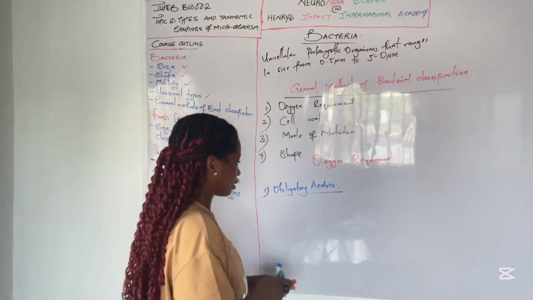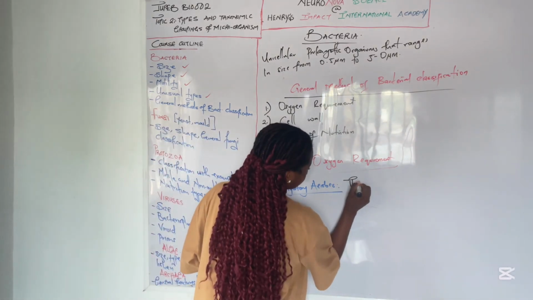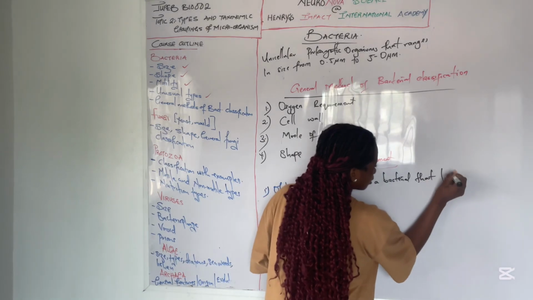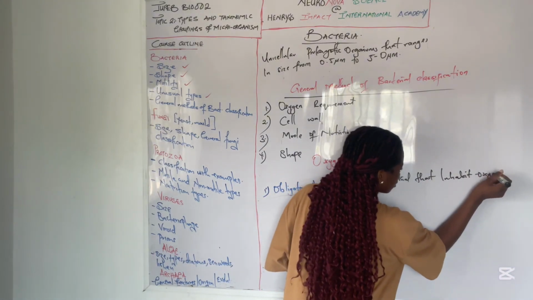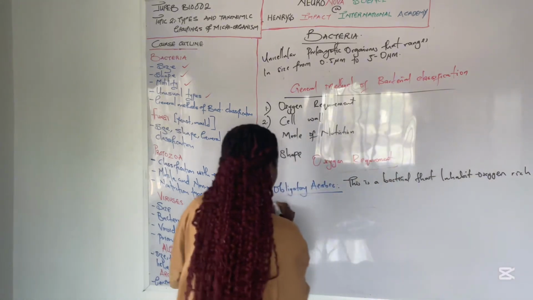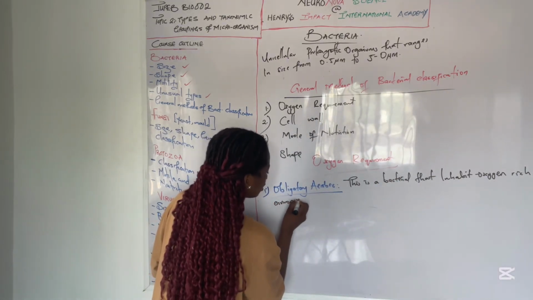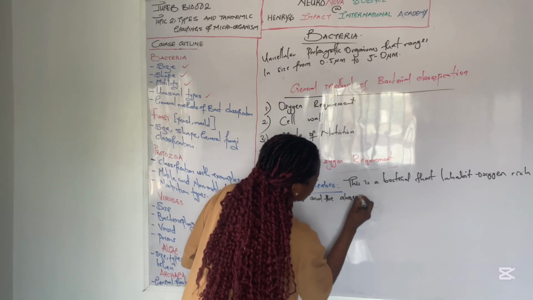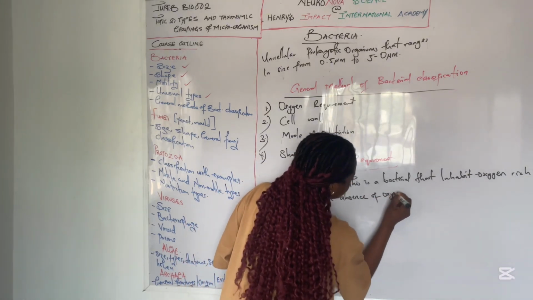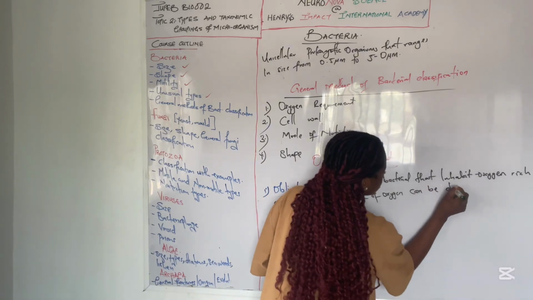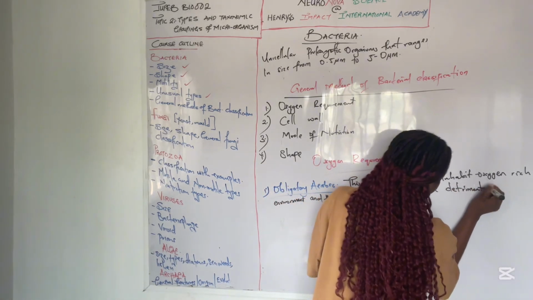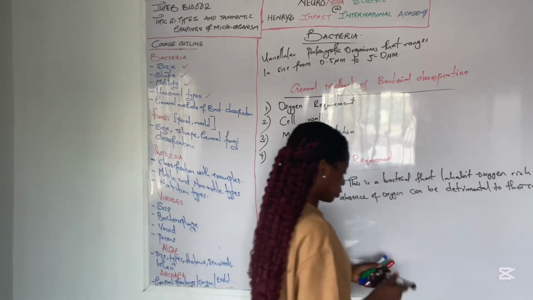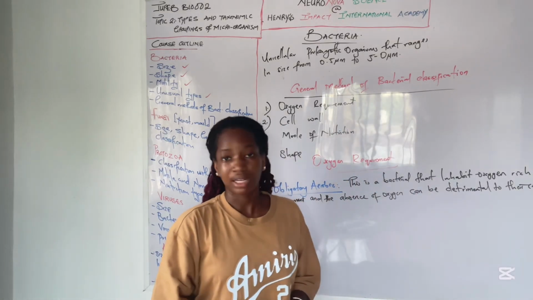So basically, they ask you what is an obligatory aerobe. An obligatory aerobe is a bacteria type that inhabits oxygen-rich environments, and the absence of oxygen can be detrimental to their cell growth. Now they can ask you in your OBG question which of the following organisms is classified as an example of an obligatory aerobe.